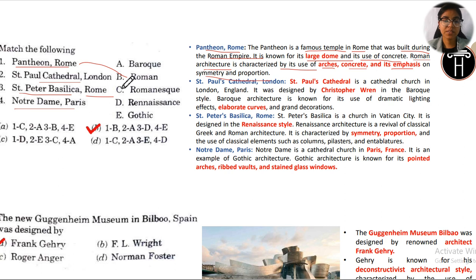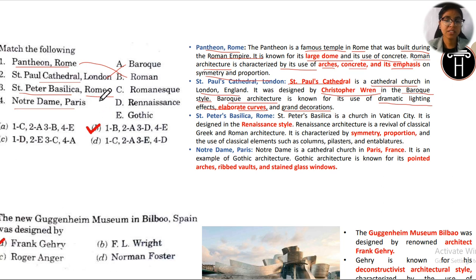Fine. Next we have St. Paul's Cathedral of London. It is Baroque. So what is St. Paul's Cathedral? It is a church in London, England, designed by Christopher Wren, as we have seen in a previous question also. The important point is the Baroque style. What is Baroque style known for? Dramatic lighting effects, elaborate curves and grand decorations. These are some design features of Baroque style. Please remember it. It is found in St. Paul's Cathedral, which was designed by Christopher Wren.